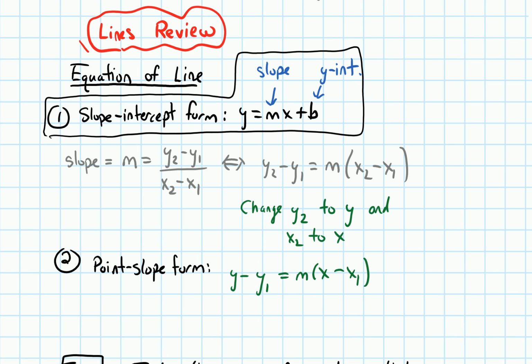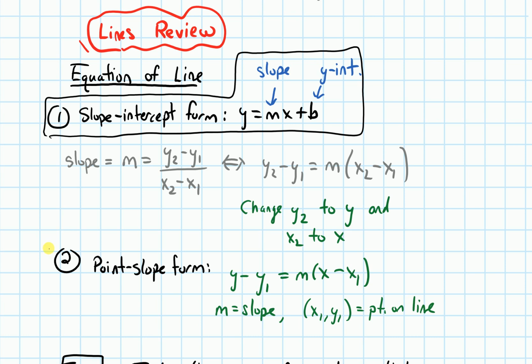Okay, and in this form, m still represents the slope. So I need to know the slope to be able to put a line into this form. And the other thing that I need to know is x1, y1. I need to know what they are, and they represent some point that's on the line.